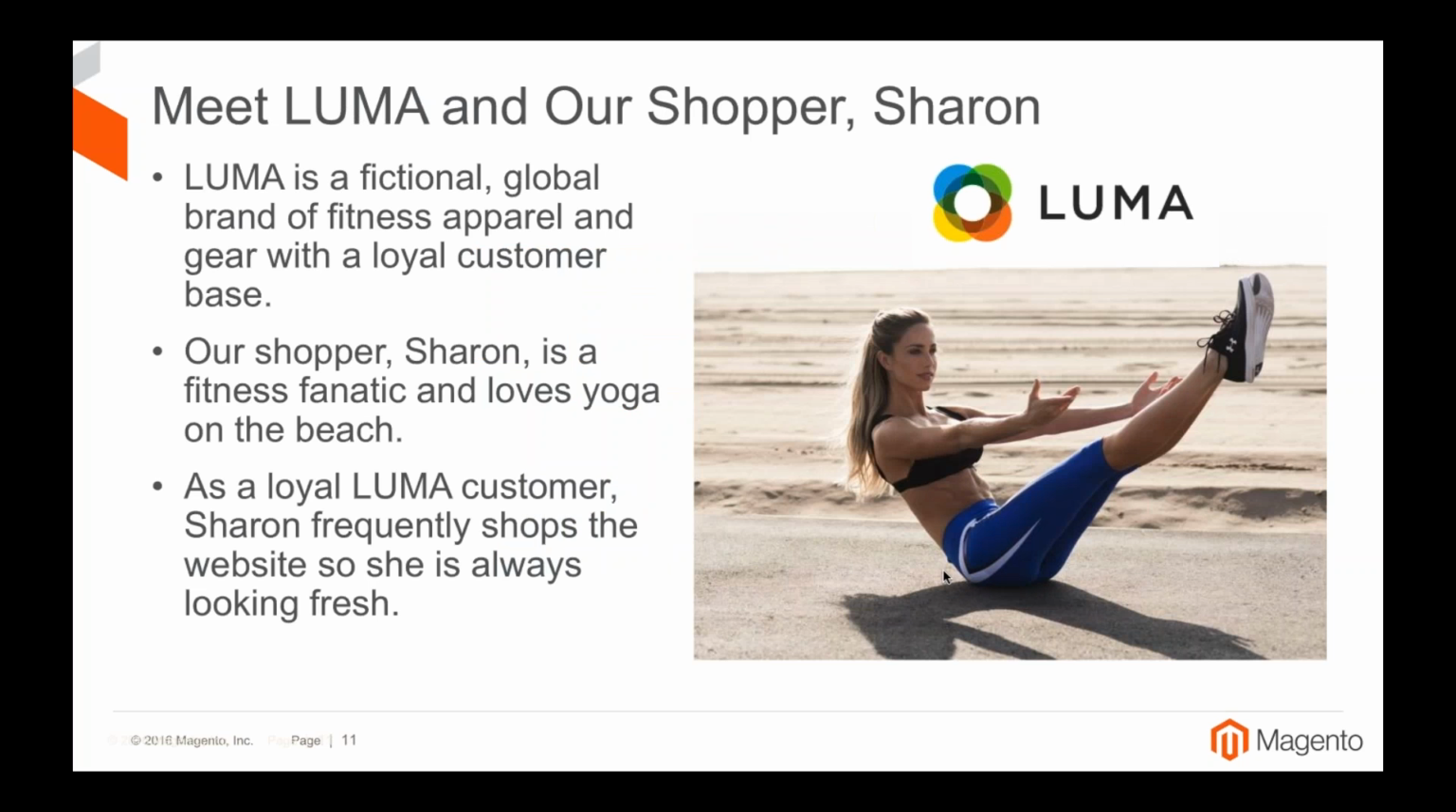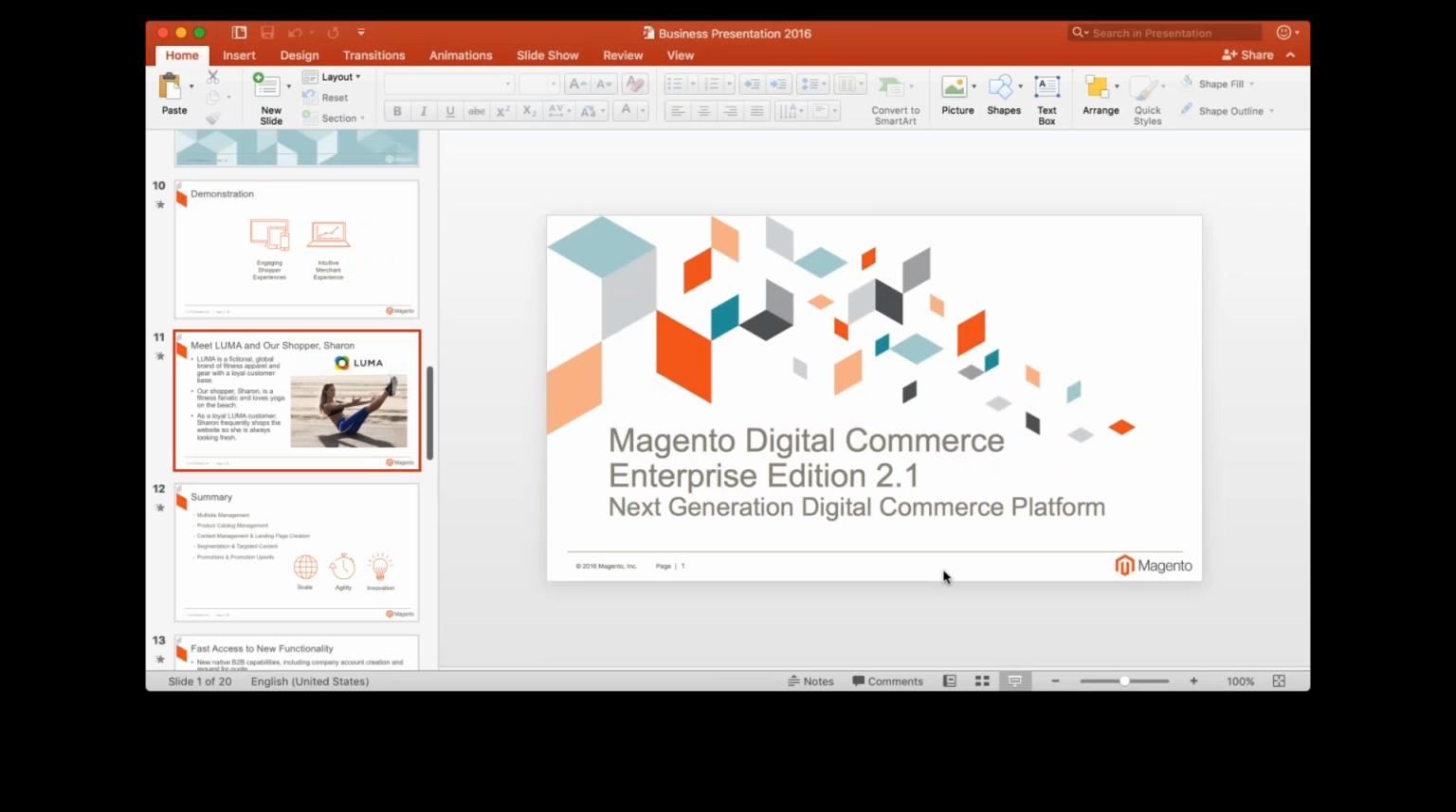And she shops the website frequently, always wants to look fresh. And today, she happens to be shopping for a new hoodie that she might use later this evening. So she wants to get it right away. So let's take a look at the type of engaging customer experience Luma has created for Sharon, leveraging Magento Enterprise Edition 2.1. So to do that, I'll hop back over to my web browser here.